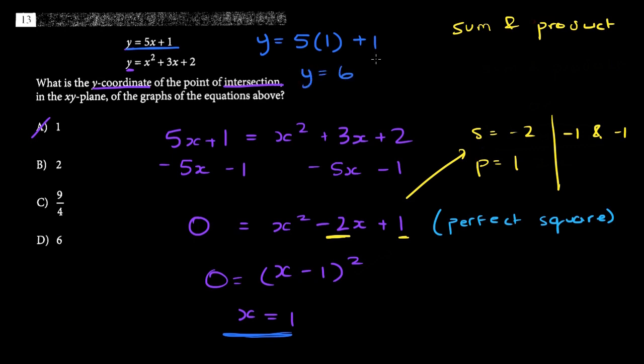And so the point of intersection is going to be 1, comma 6. They're only asking for the y coordinate. And so our answer is D.